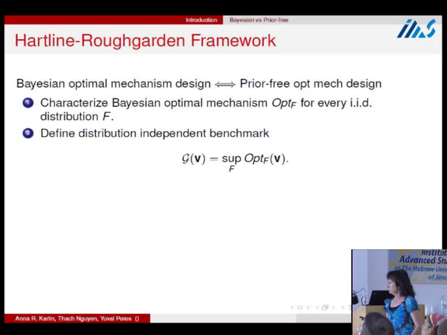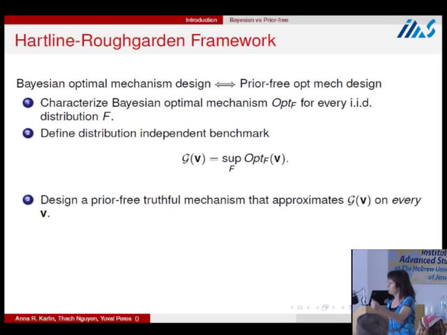This is a really strong benchmark, because if you think of an adversary who's able to get this kind of revenue, you're allowing the adversary to tailor the prior distribution, and hence the mechanism, to the particular bid vector you're working with, and potentially that results in a lot of revenue. And it's very unclear a priori that you could compete with such a benchmark. But they suggested, give it a shot. They suggest, try to design a prior-free mechanism that approximates this benchmark on every input.